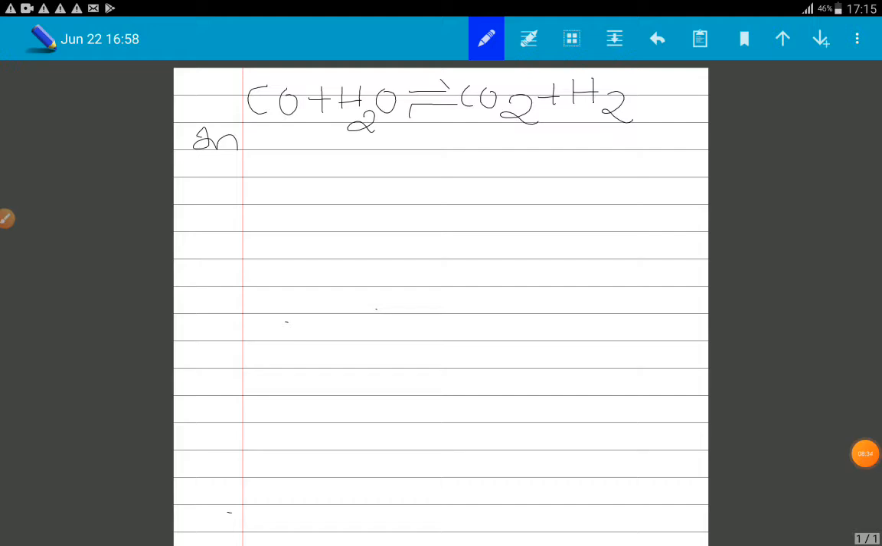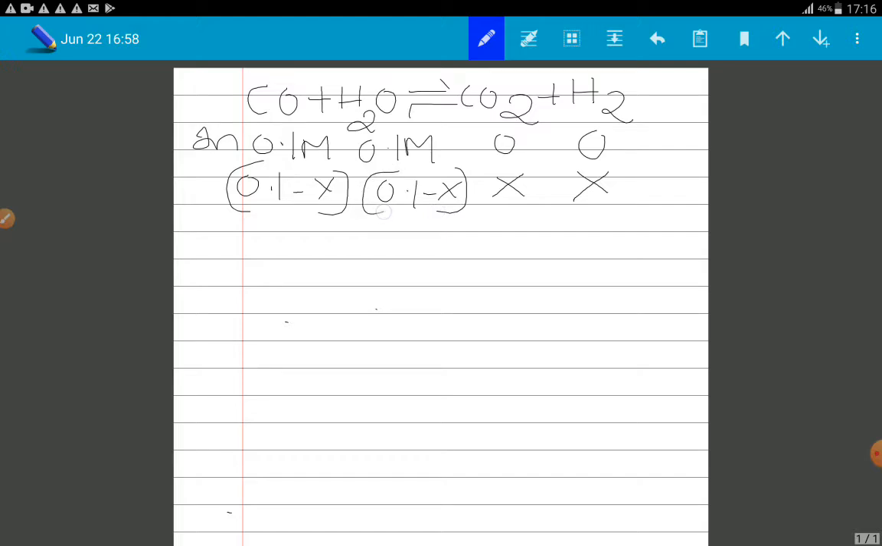So this is the equation we have. Initially we have 0.1 molar of each reactant, and we don't have anything on the product side. At equilibrium we don't know the concentration of CO2 and H2, so we assume x. How much is consumed here: 0.1 minus x molar. Here also 0.1 minus x. These are the equilibrium concentrations.